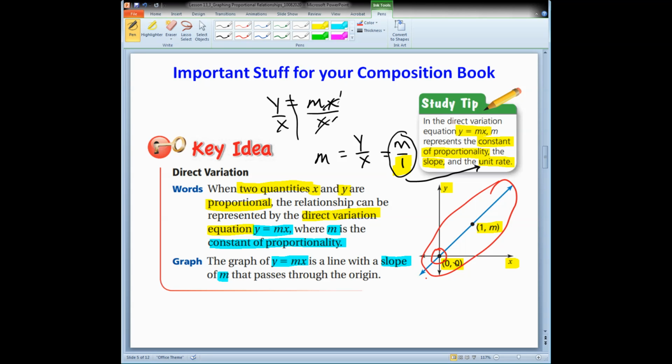Okay, so there's a lot of words right there. So I'm going to pause, and I want you to take a screenshot of this. I want you to think about what direct variation is, and in your own words, tell me what is direct variation and what is the constant of proportionality. Okay, in your own words. So the video is going to pause now.